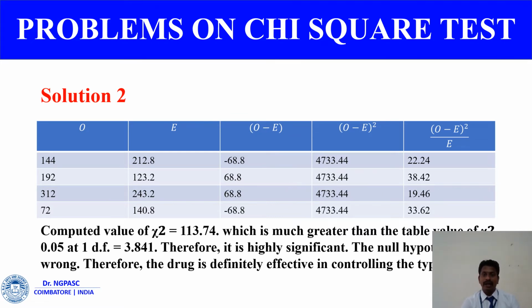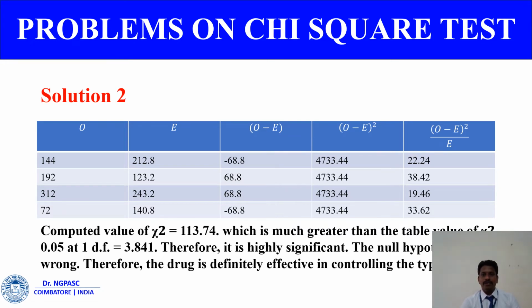That is the deviation of observed frequency and expected frequency. 144 minus 212.8 equals minus 68.8. 192 minus 123.2 equals 68.8. 312 minus 243.2 equals 68.8. 72 minus 140.8 equals minus 68.8.